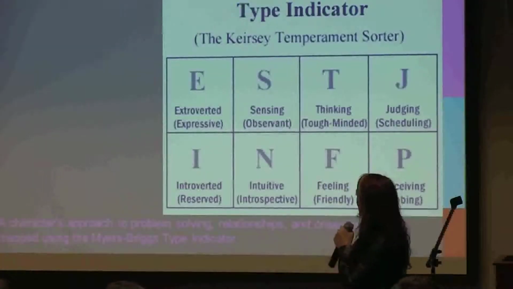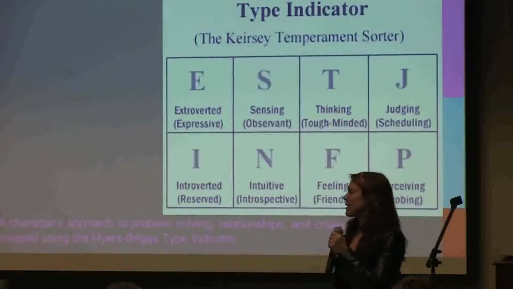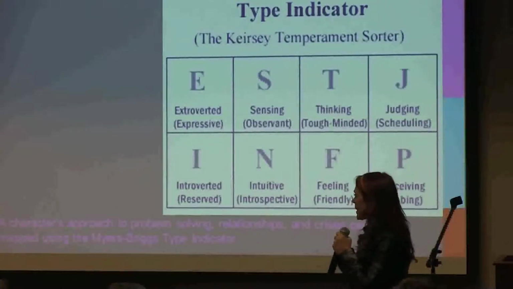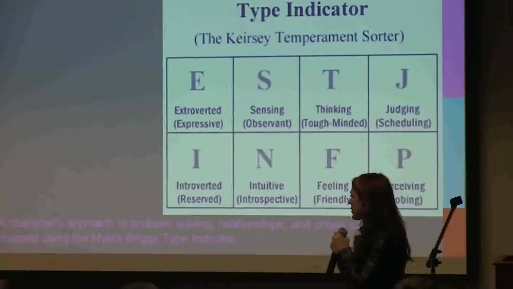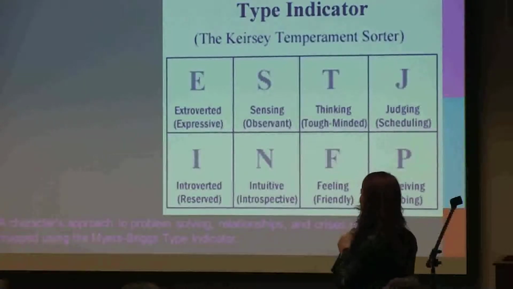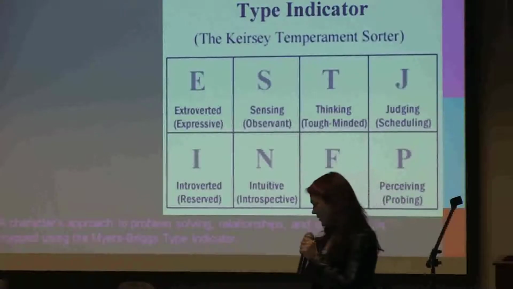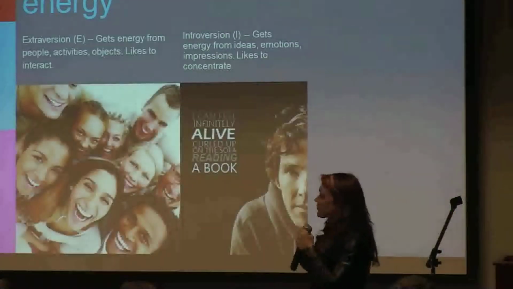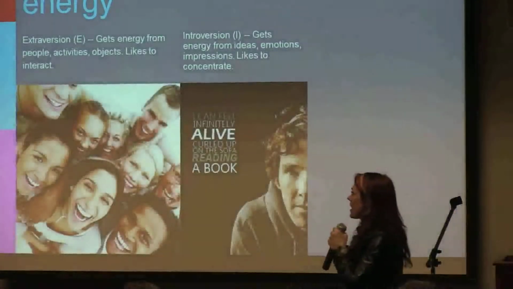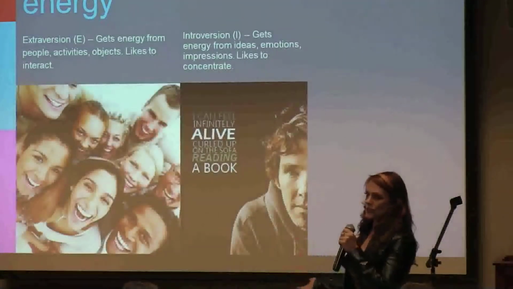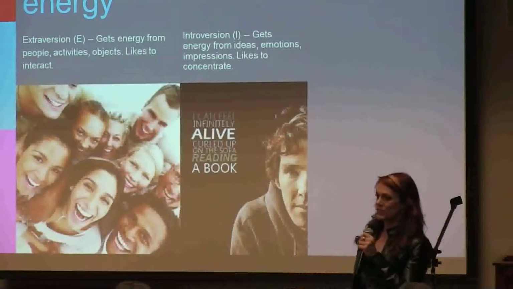You can find that. What it basically does is break down four different categories, and we'll talk a little bit about that, but not a ton. So a character's approach to problem solving, relationships, and crisis can be mapped using the Myers-Briggs Type Indicator. So the basics are, the first category is energy. If you're an extrovert or an introvert. So decide which is your character.